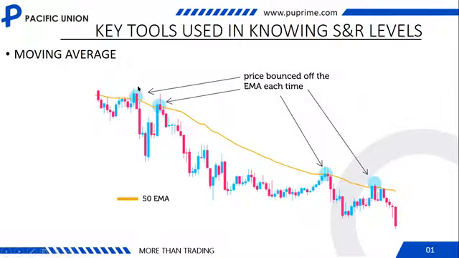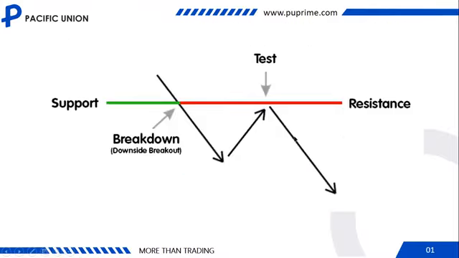So in this blue area, price bounced off this 50 EMA and comes down. It tells you that sellers are still around in this area. Now we can talk about flip zones. That is, support becomes resistance.